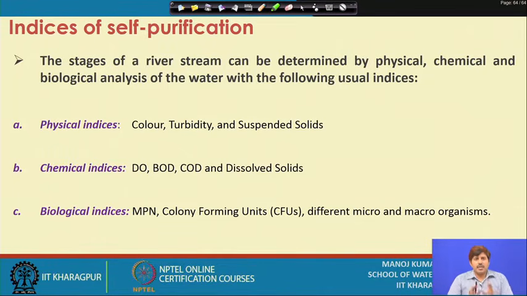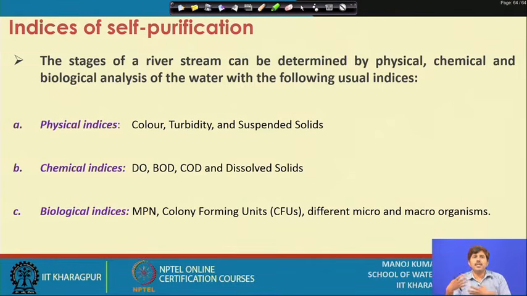So, there are certain indices based on which we can assess the status of self-purification. As we say, the river could be in different zones or different types of conditions. So, how do we know what conditions are prevailing, what the pollution level is, and which direction it is moving? That is typically done by the measurement, assessment, or analysis of water with certain qualitative parameters, which are the usual indices for self-purification.